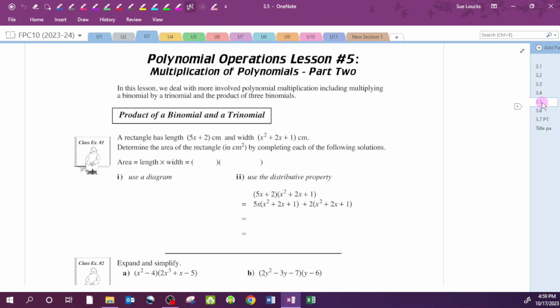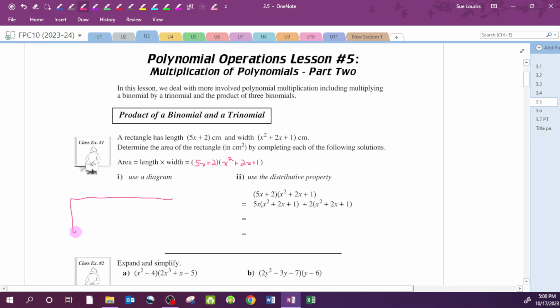This is a word problem. A rectangle has length 5x plus 2 and width x squared plus 2x plus 1 centimeters. Find the area by completing these solutions. So the area equals length times width. Length is 5x plus 2 and width is x squared plus 2x plus 1. We're to do it using a diagram and then use the distributive property.